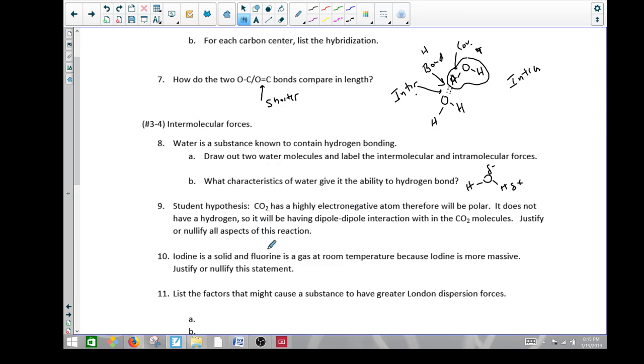Student hypothesis: carbon dioxide has highly electronegative atoms, therefore it will be polar. It does not have a hydrogen, so it will be having dipole-dipole interactions with other carbon dioxide molecules. Just to nullify all aspects of this statement, the answer would actually be nullify. Some of it there is true, but the problem with this one is that it is symmetrical. And that causes cancellation of the dipole, and therefore it does not have a dipole and is not polar. And therefore, we can automatically get rid of the dipole-dipole, and of course, no hydrogen bonding.